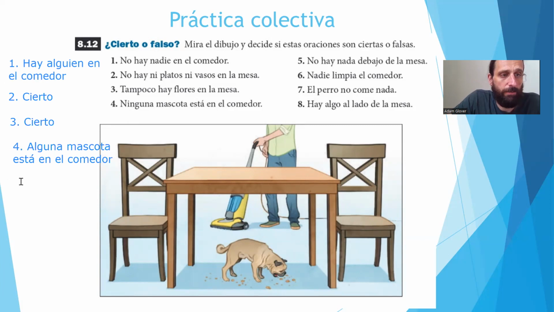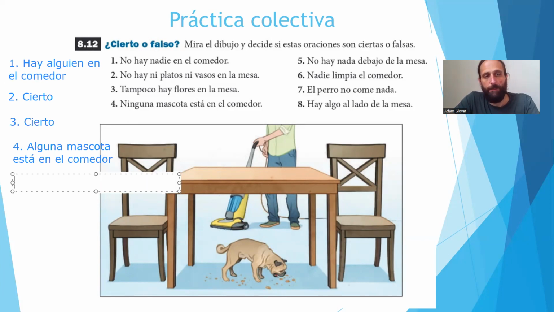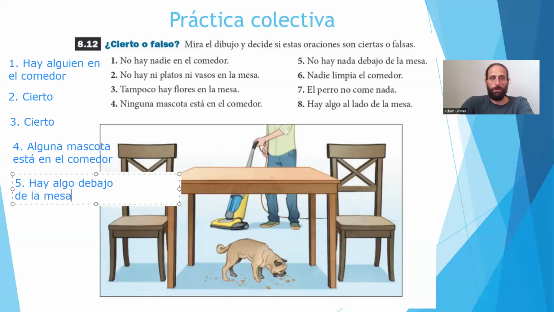What about number five? No hay nada debajo de la mesa. Is that true or false? Well, that is false. So we have to say, and then what's the opposite of nada? The opposite of nada is algo. Hay algo debajo de la mesa. Yep. There's a dog and there's some crumbs. Hay algo.